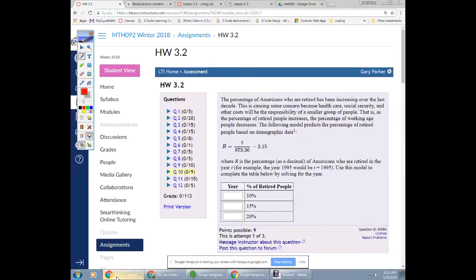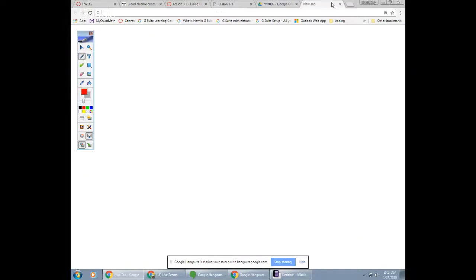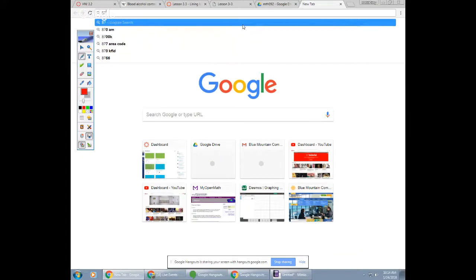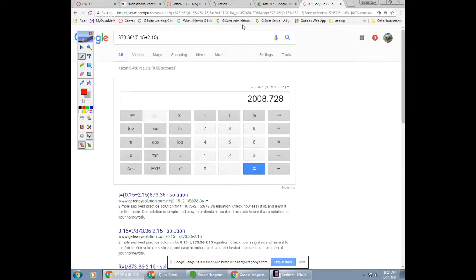Next number I got, and I think we probably all got the same numbers on this, is 15%. So I think this one is 1966. I'm going to whip out my Google calculator. So I want to take 873.36 times parentheses 0.15 for 15% plus 2.15. Close parentheses, and Google says that comes out to 2008, 2009.